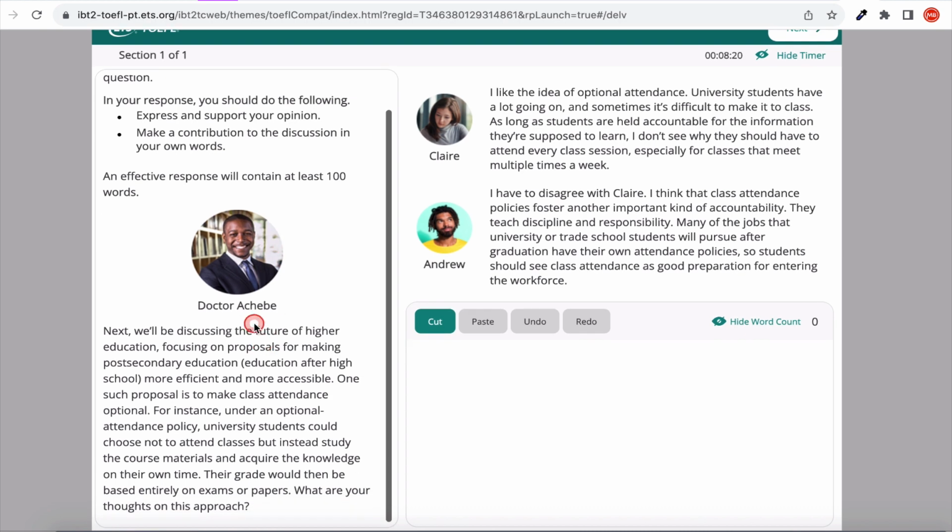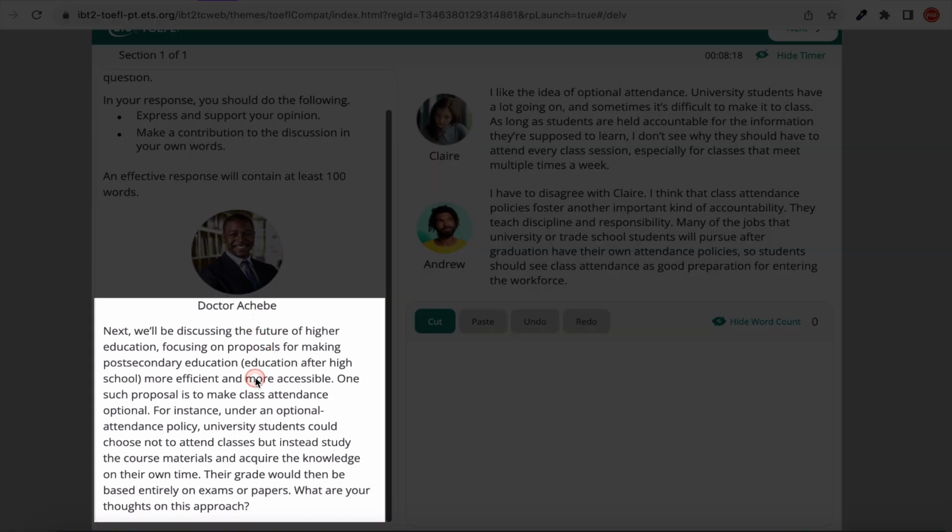So first, we need to read the question and understand the question. What does the question ask us? This is about the future of higher education. Okay. And I'm reading quickly. One such proposal is to make class attendance optional. Okay, class attendance should be optional. And they should not attend classes, but instead study the course materials and acquire the knowledge on their own time. Their grade would then be based entirely on exams or papers. What are your thoughts on this approach?